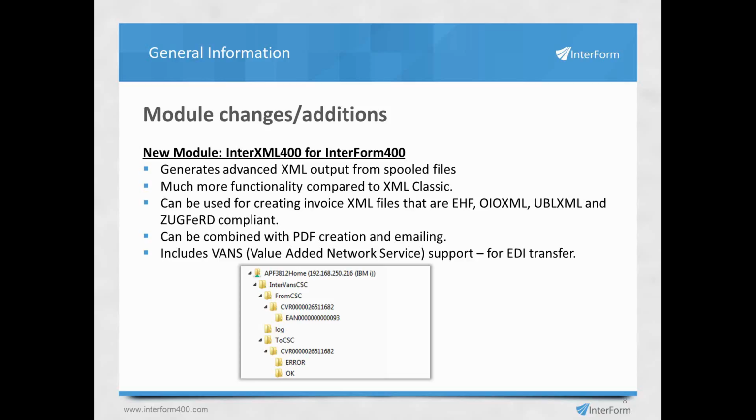Another part of this module, another functionality included in the InterXML400 module is VANS, Value Added Network Service, by which you can transfer files between companies, kind of EDI transfer. And with this, you will get a directory that's monitored where you can put stream files you want to send to other companies, and you will get a directory where receiving files.